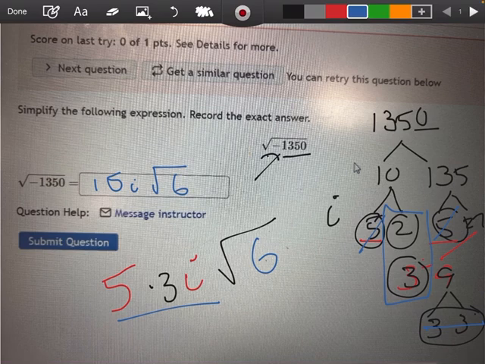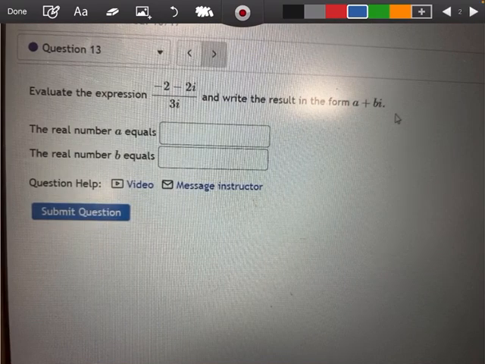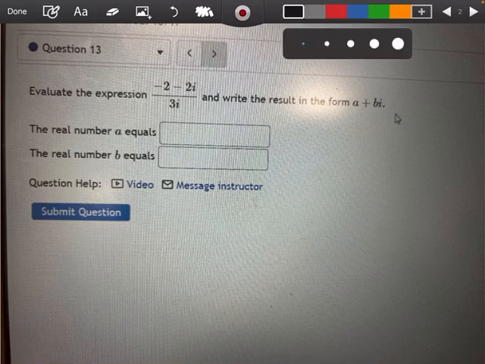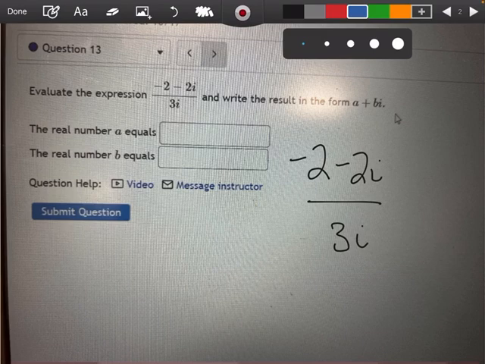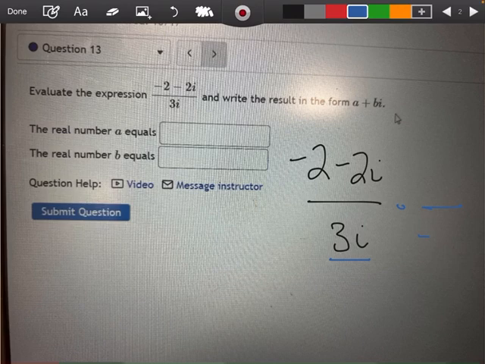Okay. We also had a second question, so let me go ahead and do this one here too. And it says, evaluate the expression and write the result in a plus bi form. Okay, so what I'm going to do here is we're going to divide complex numbers, okay? So we have minus 2i over 3i. So if y'all remember from yesterday, we said one of the things we're going to do is use the conjugate. The conjugate says change the sign of the i term. So if that's a 3i, y'all, right here, I'm going to multiply by a negative 3i.